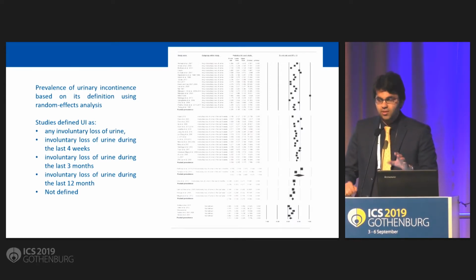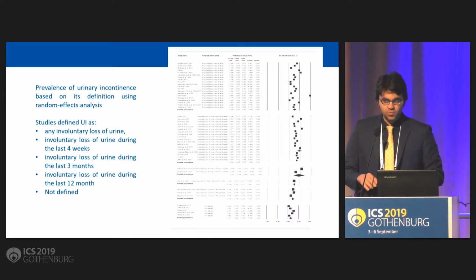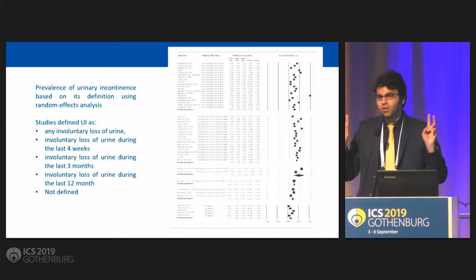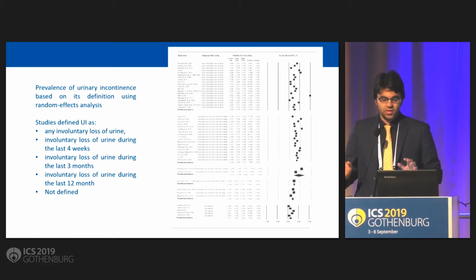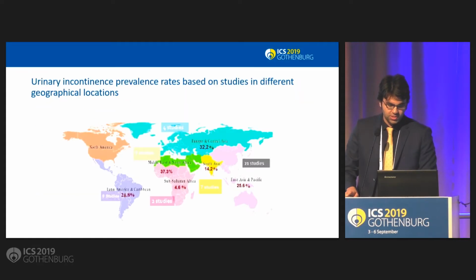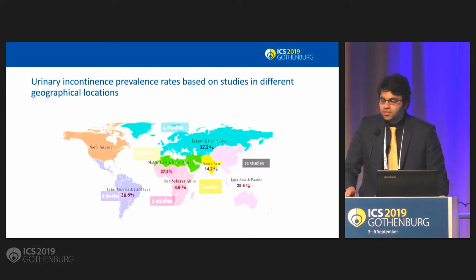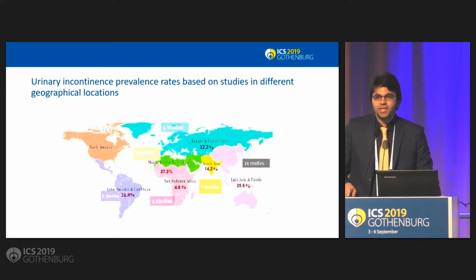It was 33% in the ones that said loss of urine in 4 weeks, but we didn't find logical relations between the definitions because it wasn't based on what we assumed. Most people think that recall might have some influence, but it wasn't like this in our study. This is the geographical distribution.